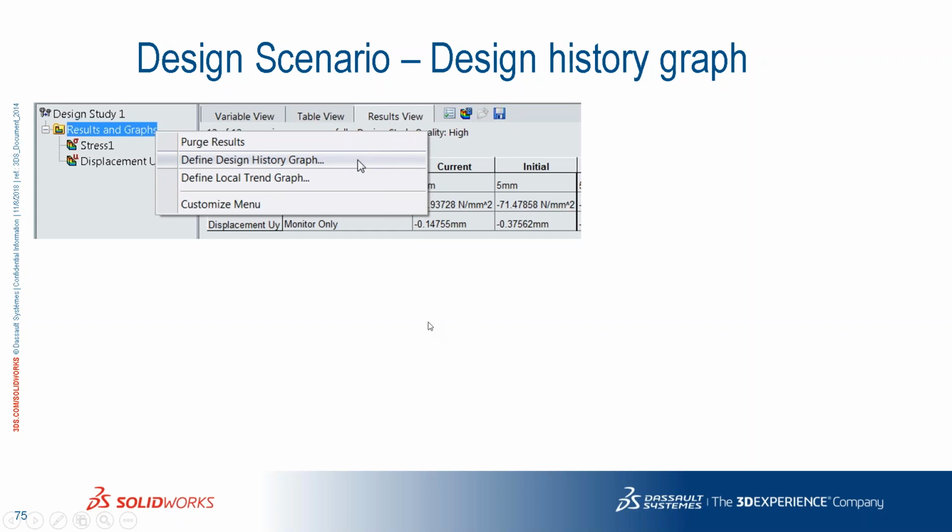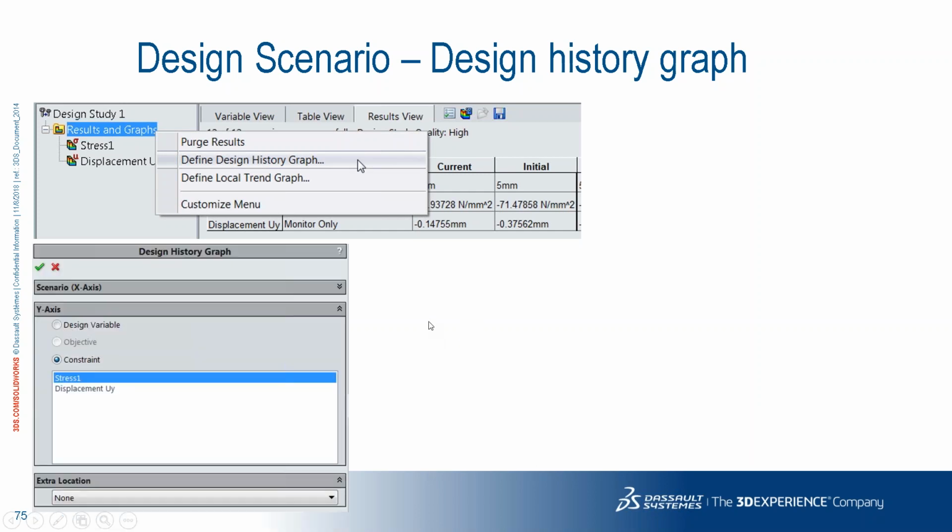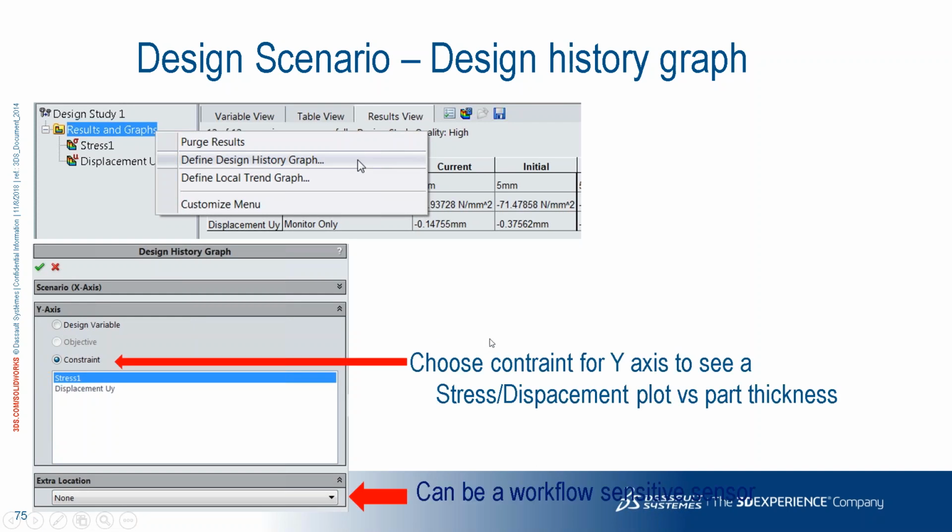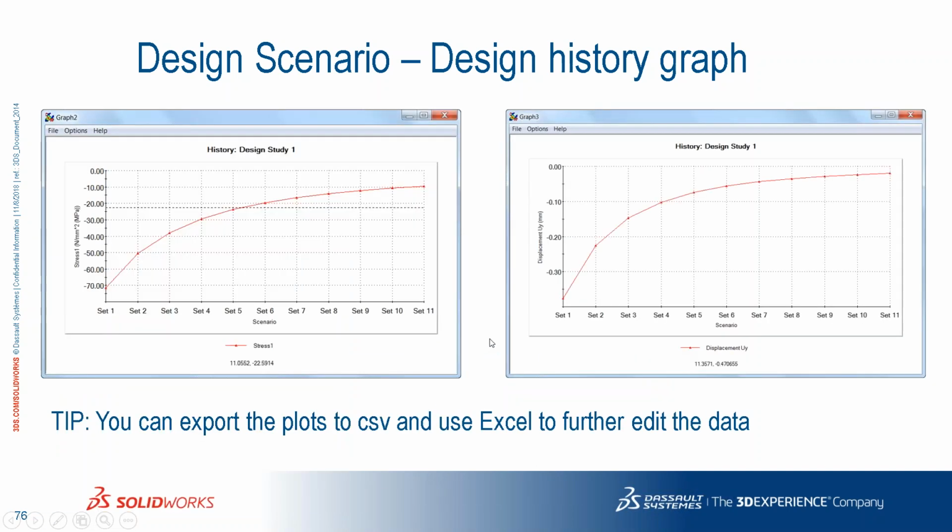So you use a history plot. After you choose that, you need to put on the y-axis the constraint, so the parameter you're monitoring, which is stress. And then you can create plots like this. In this case, on the x-axis, there are the scenarios you've defined from the smallest to the biggest thickness, and the stress value. As you see, the stress is gradually decreasing as the thickness increases, and the same for displacement.